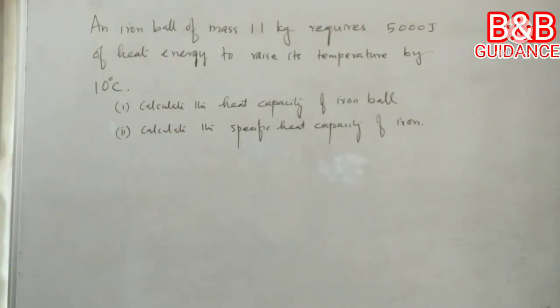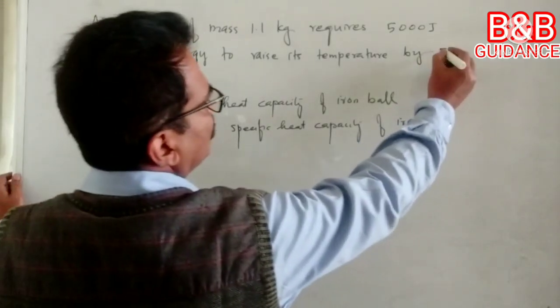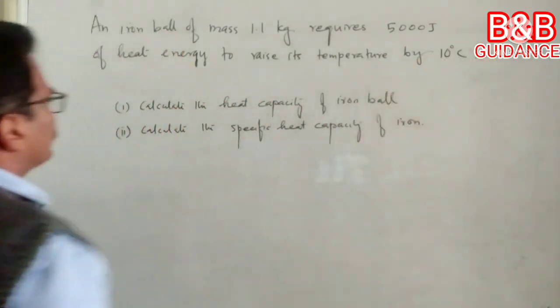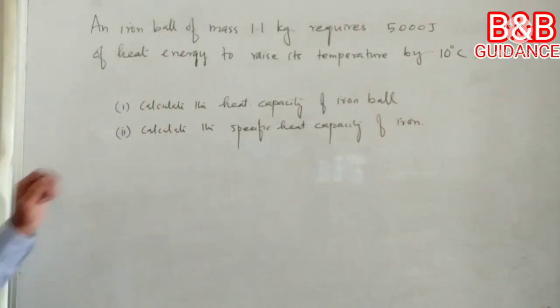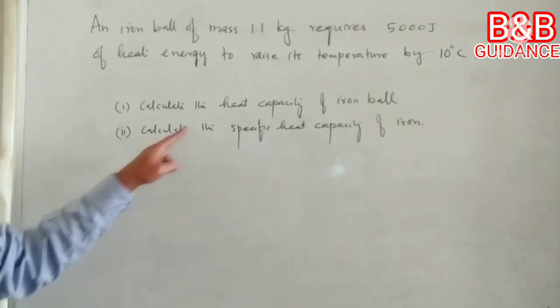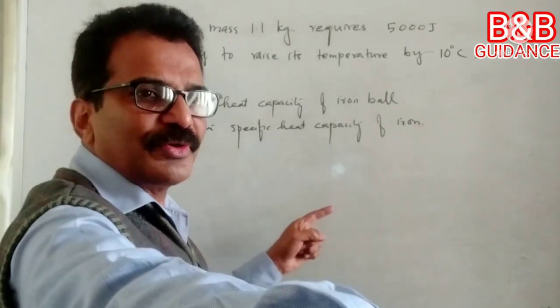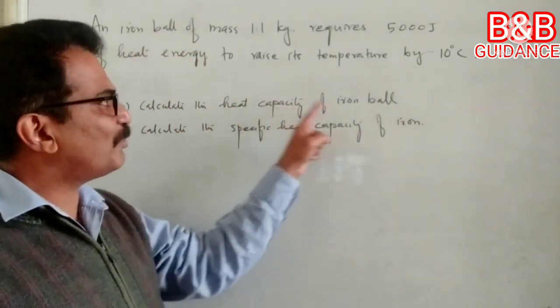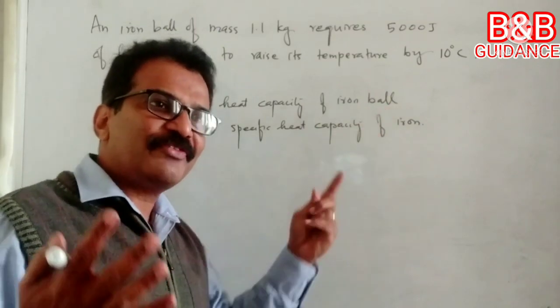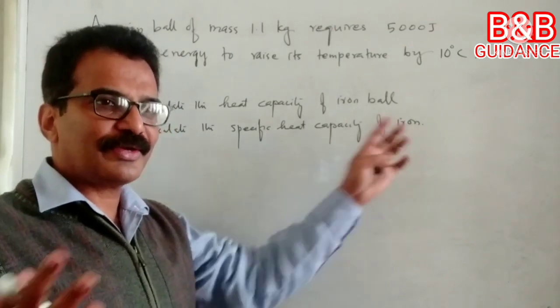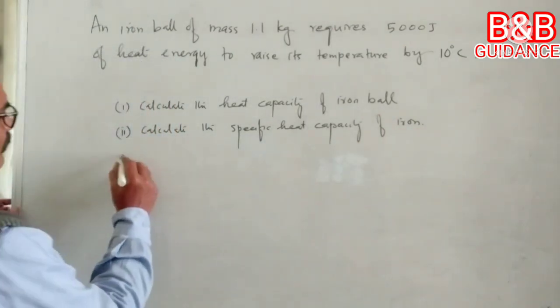An iron ball of mass 1.1 kilogram requires 5000 joule of heat energy to raise its temperature by 10 degrees Celsius. Calculate the heat capacity of the iron ball and calculate the specific heat capacity of iron. Understand the difference in the question. First one is calculate the heat capacity of the iron ball. Heat capacity is for a body, but specific capacity is for the material. Okay, well, easy. How will you find?